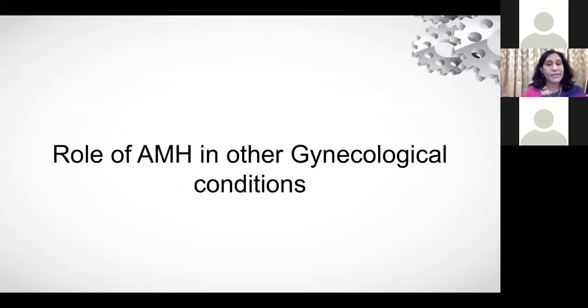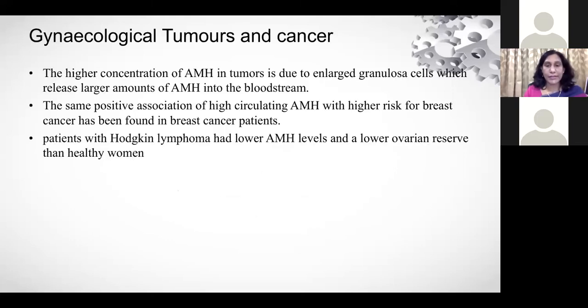Now, AMH is used in other gynecological conditions like tumors and cancer. The higher concentration of AMH in tumors is due to enlarged granulosa cells, which release a large amount of AMH into the bloodstream. The same positive association of high circulating AMH with high risk for breast cancer has been found in breast cancer patients. Patients with Hodgkin lymphoma have lower AMH and lower ovarian reserve than healthy women.